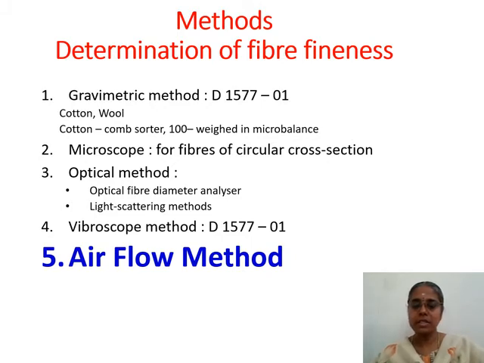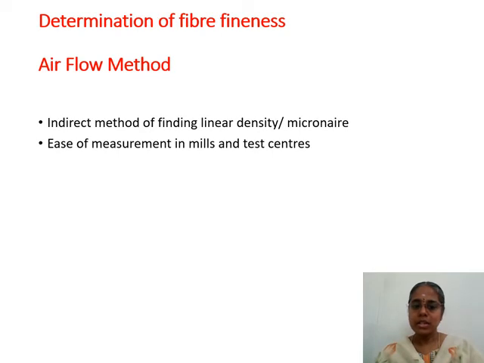Airflow method gives the micronair value or microgram per inch, and it ranges between 2 to a maximum of 5.5 for cotton fibers. So, in this lecture, we will look into the details of the airflow method, the principle behind that instrument, and how airflow is used in determining fiber fineness. So this is an indirect method. It is not a direct method. Gravimetric method is a direct method.